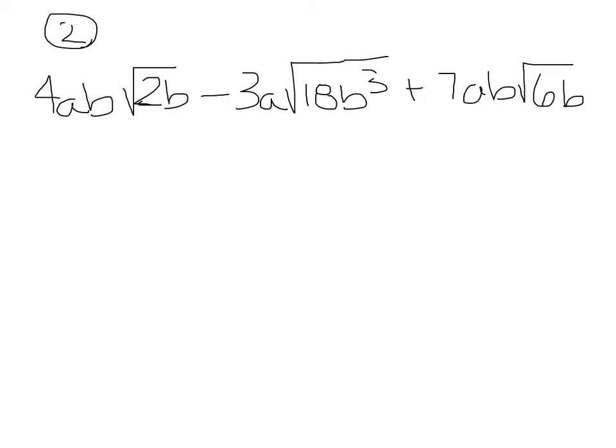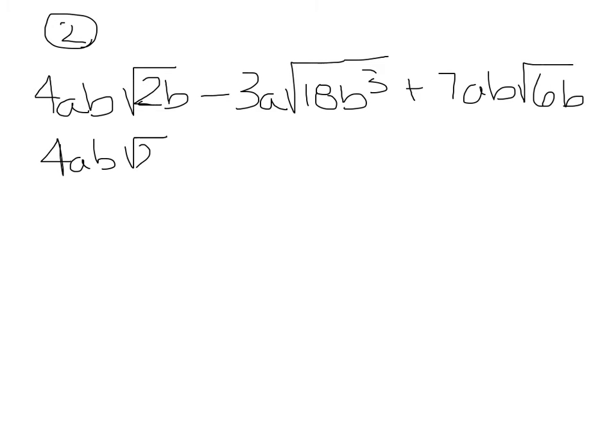When adding and subtracting radicals, you can only combine them, that is, you can only add or subtract them if the radicands are the same. And in this example, our radicands are not the same. So it doesn't look like there's anything I can combine here, but there is a radical that I can simplify.